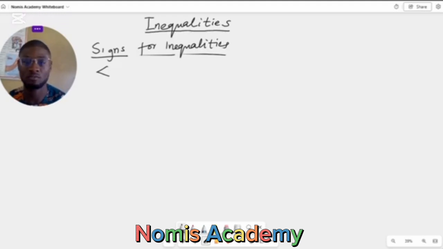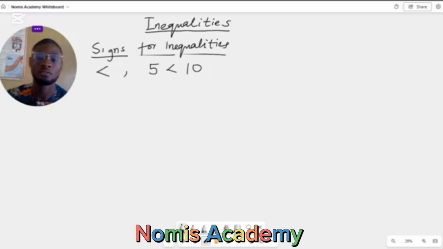Let's take for example the use of this sign in inequality. I can simply say 5 is less than 10. I believe that is correct, right? To you, 5 is less than 10. Good. So this tells that 10 as well can be read to say that it is greater than 5.